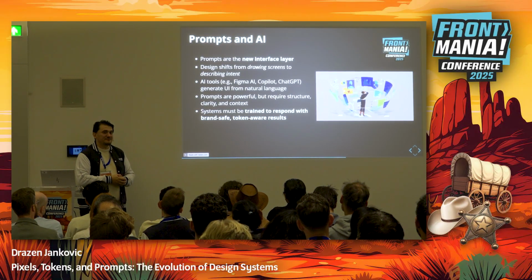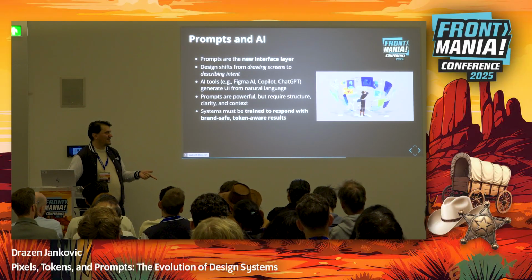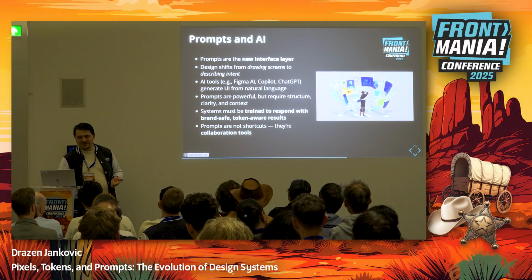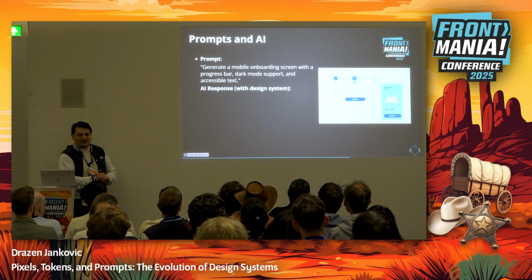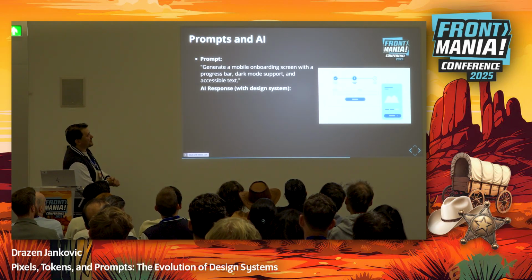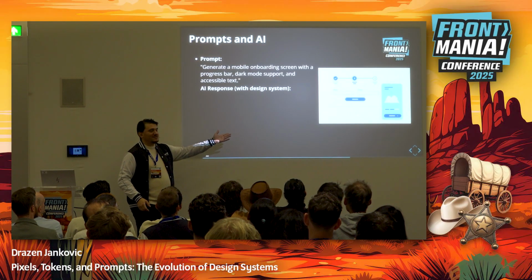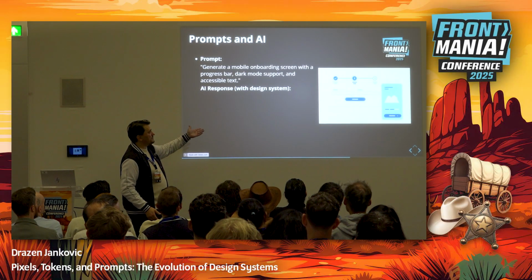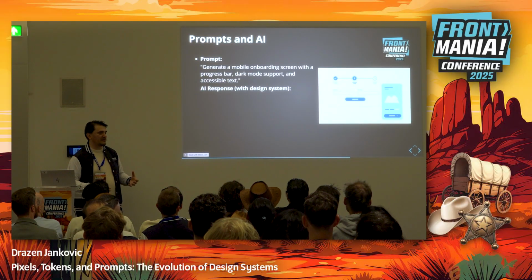That's the main thing. You have to train it, and that's going to take either a long time or it's going to create a lot of output that you don't like, which immediately brings it to, if we do this as an example, generate a mobile onboarding screen with a progress bar, dark mode support, and accessible text, often you'll get something like this. Does it match? Sorta, but dark mode is missing. There's still things that are missing there, so you really have to be very clear on what you're doing.